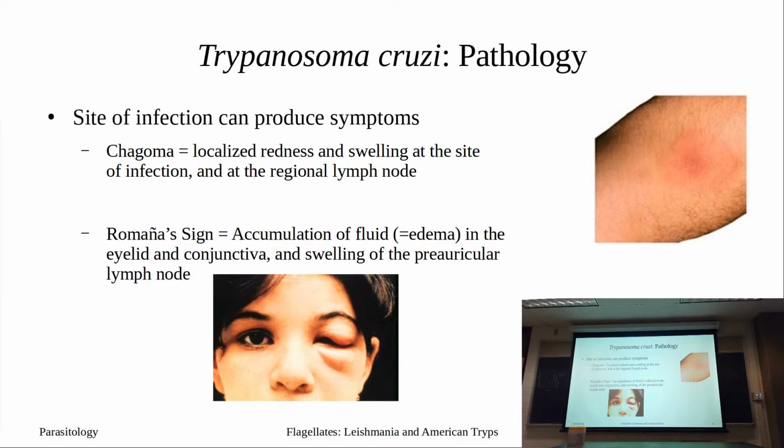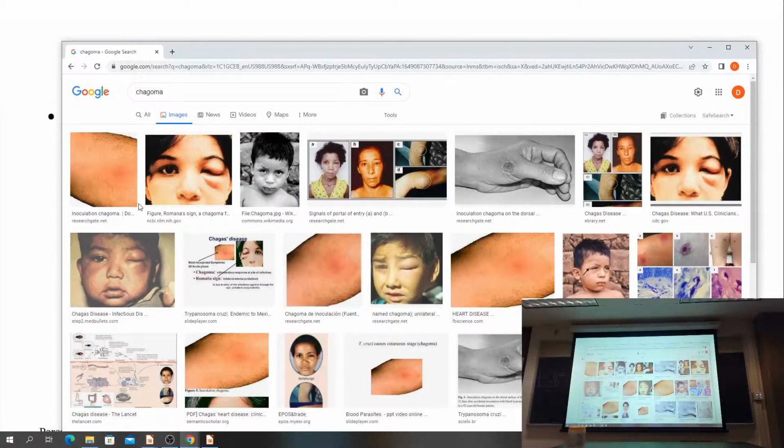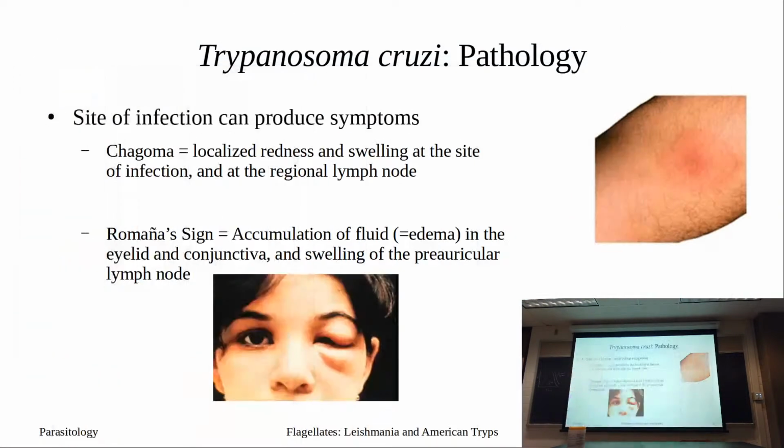So, got a lot of different chagoma images. This one's a bit less. Still, you get a swollen eye. That's a bad one. It's again just a swelling that develops, and normally that's where they get hit, where the reduviid bites you. You get that localized swelling. All right. So chagoma, Romaña sign. That's all Trypanosoma cruzi.